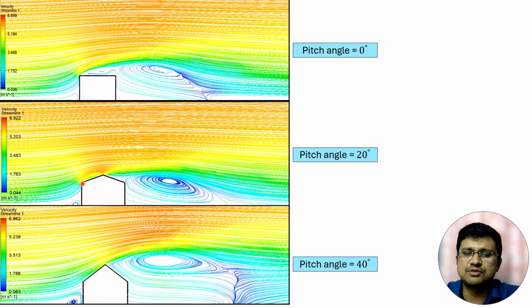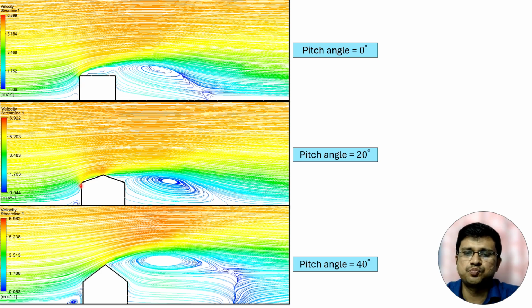So one thing we have to remember always: just after the separation point, when wind is detaching from the surface, vortex will be formed, and when vortex is formed, at that zone normally there will be negative pressure. Negative pressure means suction. In this zone, if there is vortex, then always there will be suction.